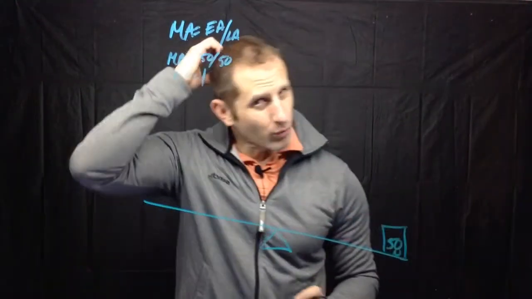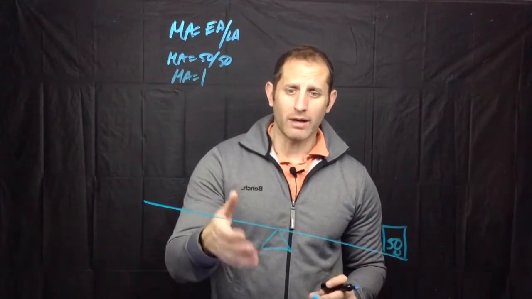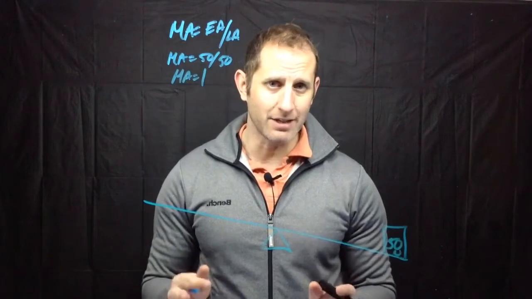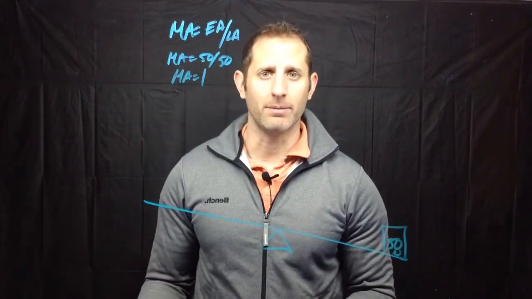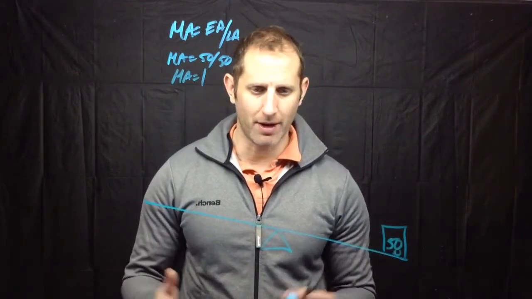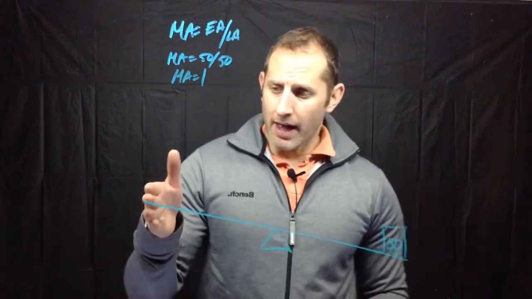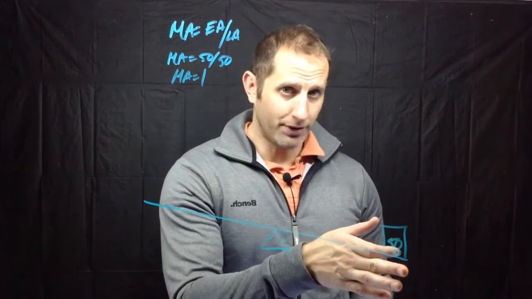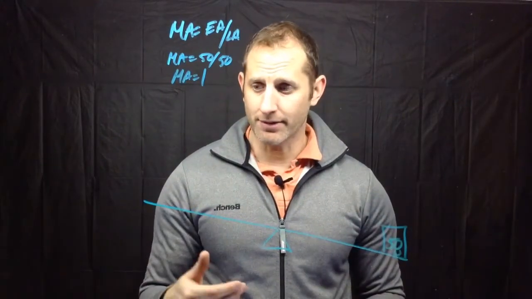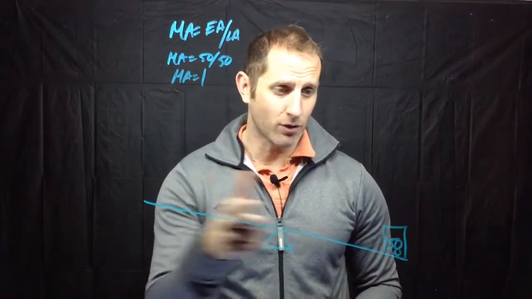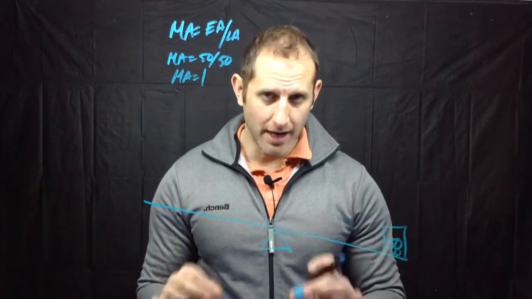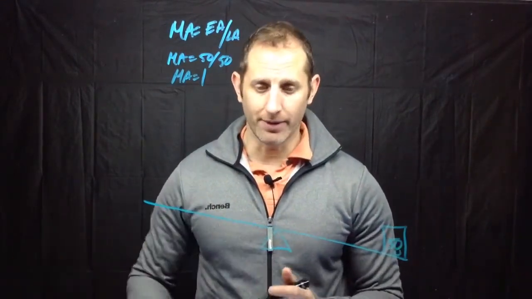Now that 1 is really important, because that 1 tells us that this machine is putting out 100% of what we are putting in. Let me put that into terms that might be a little easier to understand. If I put 1 Newton in here, it's going to output 1 Newton, or 100%. If I put 5 in here, it's going to output 5. So it's doing exactly the same as what I put into it.